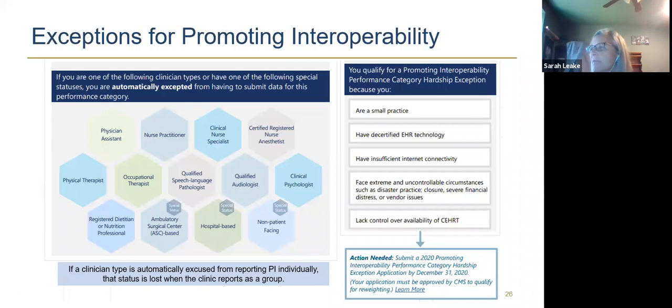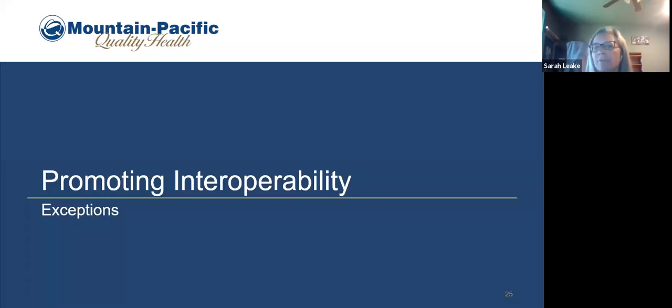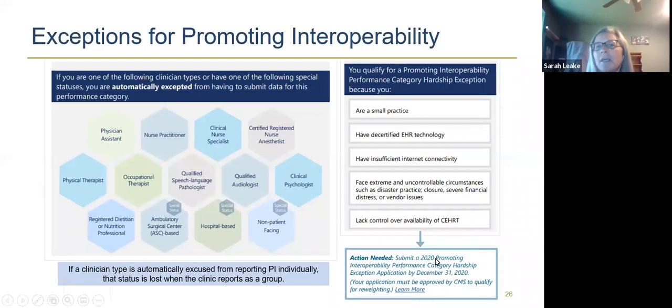On the right-hand side are a list of those circumstances where a promoting interoperability hardship exception can be submitted. You can see one of them being small practice. If you have decertified EHR technology, your vendor has not certified to the 2015 version. If you don't have sufficient internet connectivity, you face extreme uncontrollable circumstances, and then the lack of control over your EHR. So you would need to submit a 2020 promoting interoperability hardship exception by December 31st of 2020.